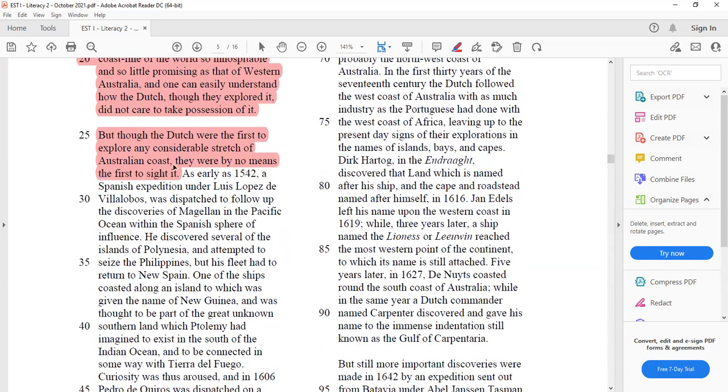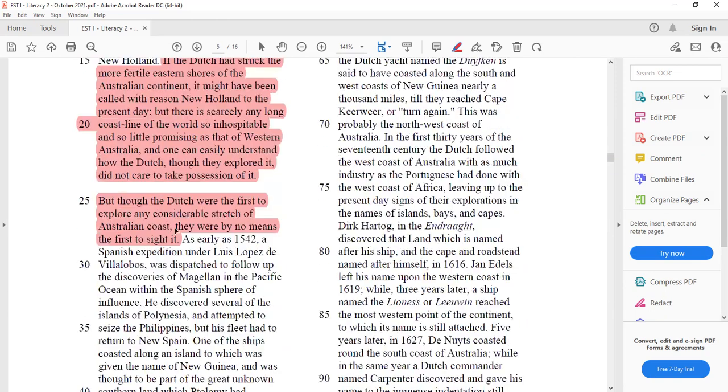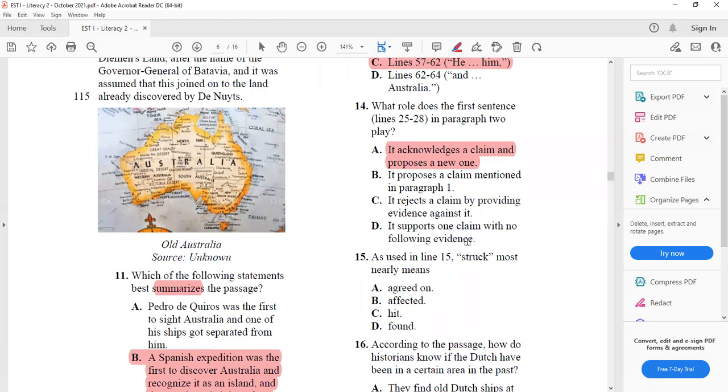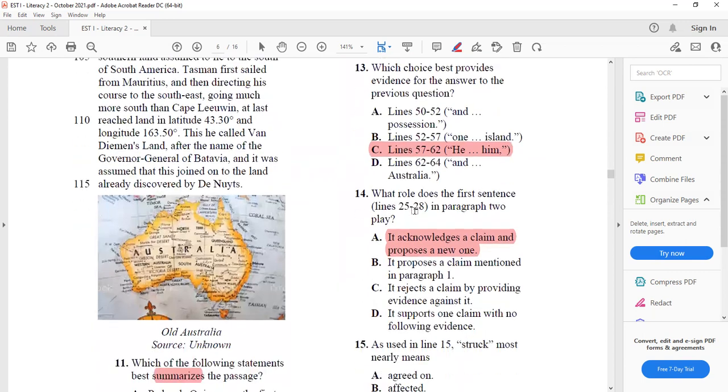Okay, mister, it consists of two parts. The first part, he said, but though the Dutch were the first to explore any considerable stretch of Australian coast, relates to this one. They were by no means the first to sight it, that relates to this one. So there's a new claim, there's an old claim. So let's find. Yes, it acknowledged a claim and proposed a new one. It consists of two sentences. Let's look at the other. It proposed a claim mentioned in paragraph 1. Yes, it proposed a claim mentioned in paragraph 1. But the other one, it proposed a new one. So there's only one part of the answer. It rejects? No rejection in it. It supports one claim with no following evidence? No. He put evidence even here. If you read more, you're going to find that there is evidence, even by mentioning dates. So the answer is A.